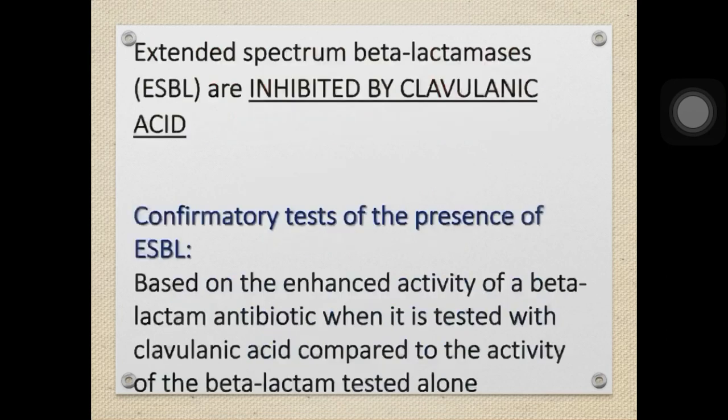For detection of ESBL producing Enterobacteriaceae, ESBLs are inhibited by clavulanic acid. So, confirmatory, enhanced activity of beta-lactam antibiotic when it is tested in the presence of clavulanic acid compared to the activity of beta-lactam antibiotic when tested alone. So, ESBLs are inhibited by clavulanic acid. They can be used to confirm the presence of ESBL-producing Enterobacteriaceae.